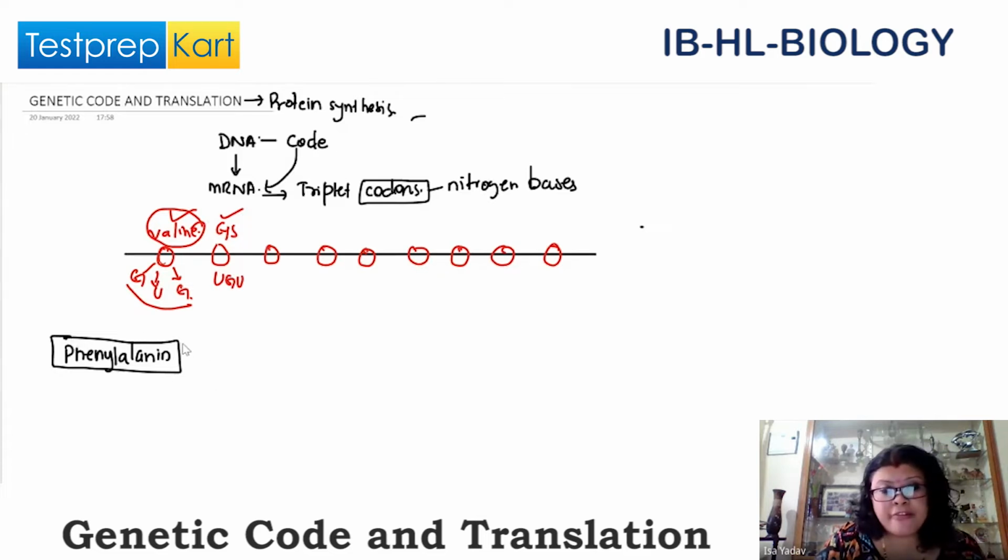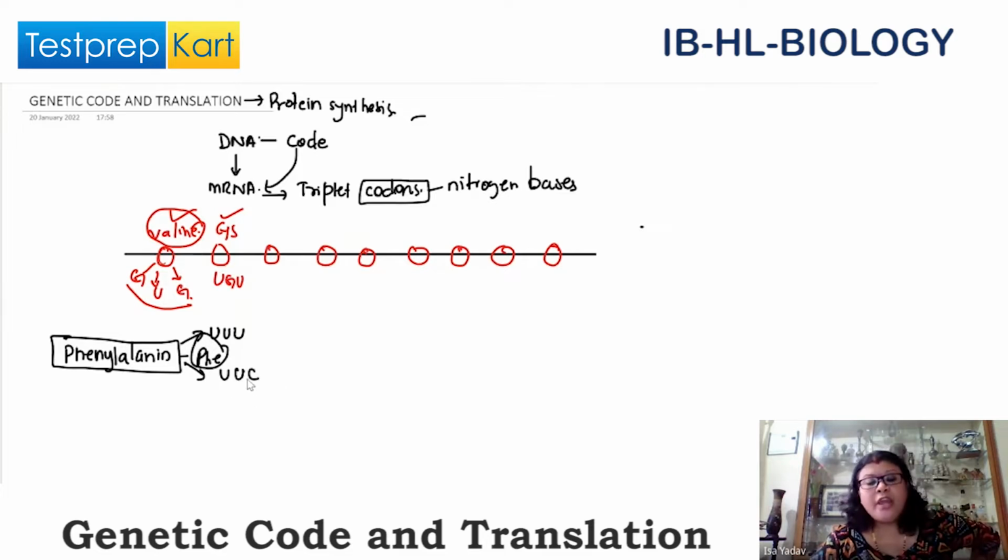Phenylalanine. Phenylalanine is coded by UUU and UUC. Whenever you see UUU, it always codes for the amino acid phenylalanine. When you see UUC, that also codes for phenylalanine. Understood? So this is one amino acid.